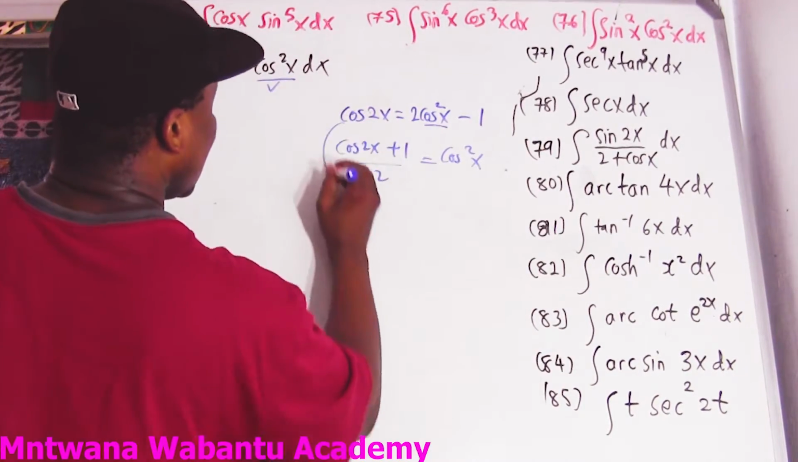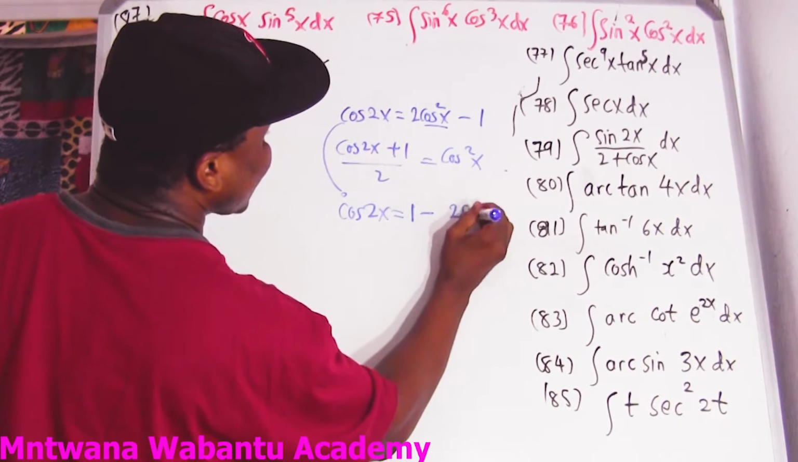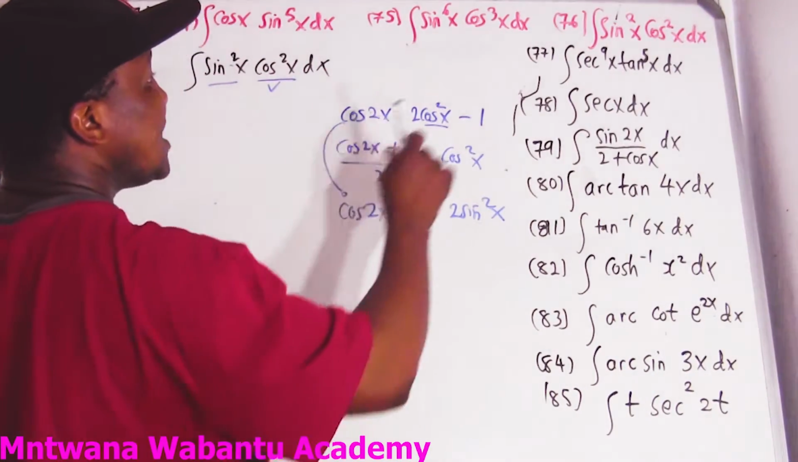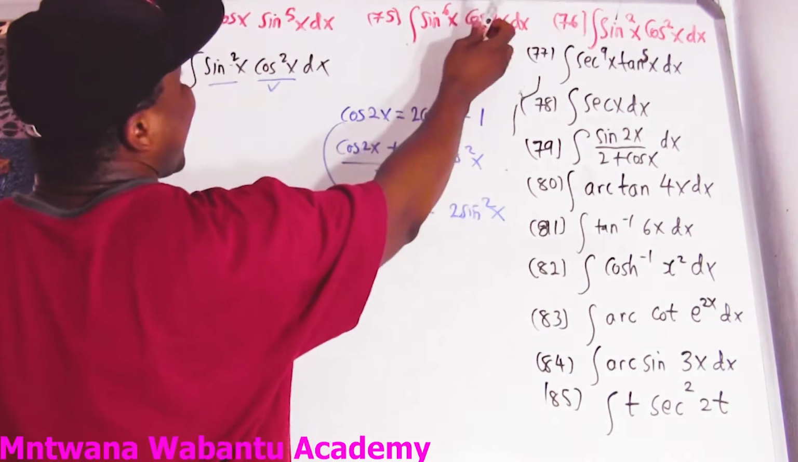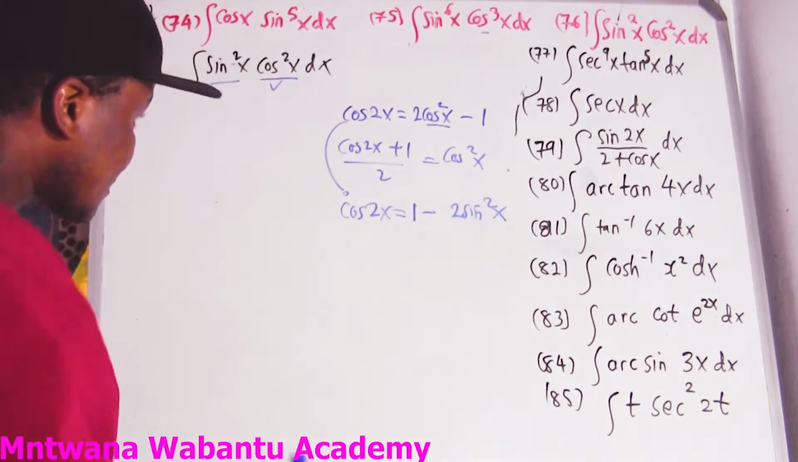Same with sine. This formula, cos double angle, sometimes you can write as 1 minus 2 sine square x. So I want to replace this sine square x. You did not replace for the previous one because those are odd powers, you cannot. But for squares, yes, you can.